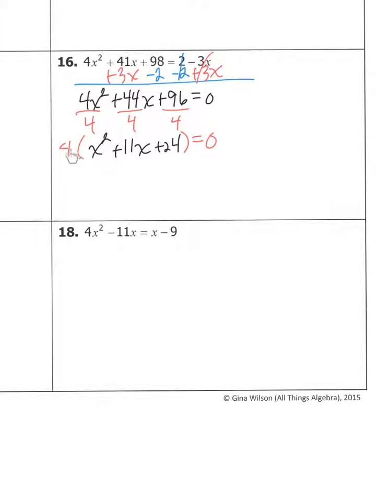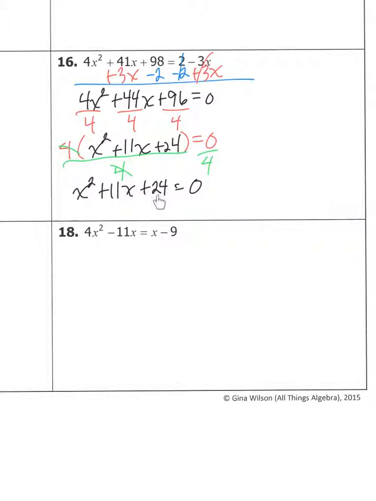Now remember, if this GCF does not have a variable, I can divide this side and divide this side by that GCF. So I'm going to divide this side by 4 and divide this side by 4, so I can just ignore it. And so I get x squared plus 11x plus 24 equals 0. So now I need to factor the left side.